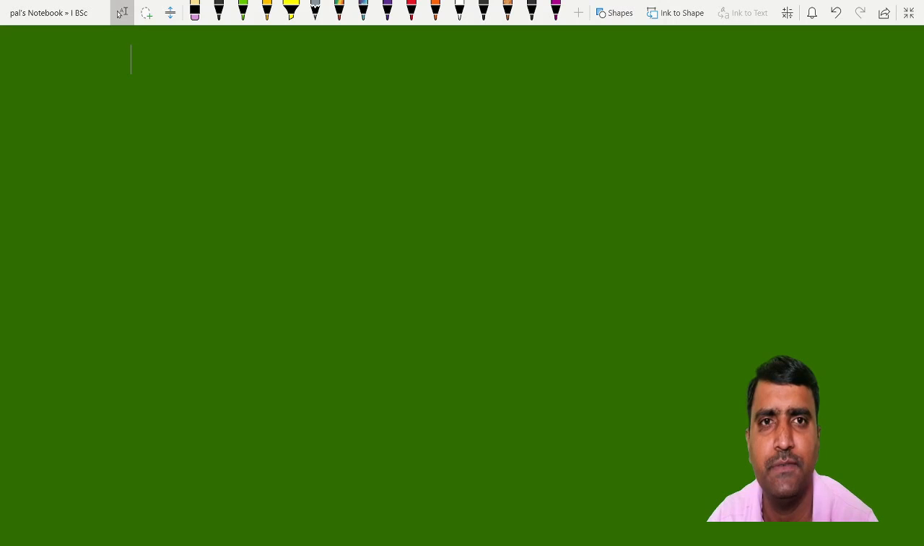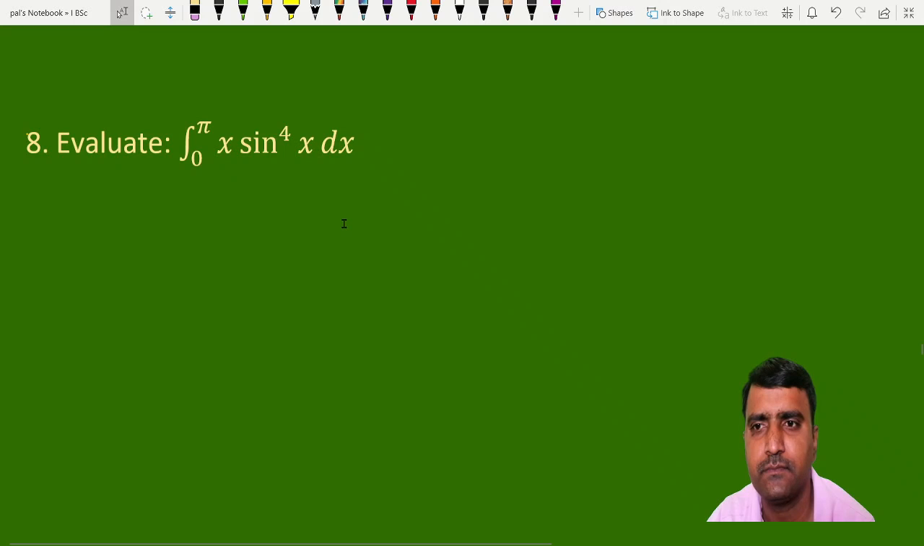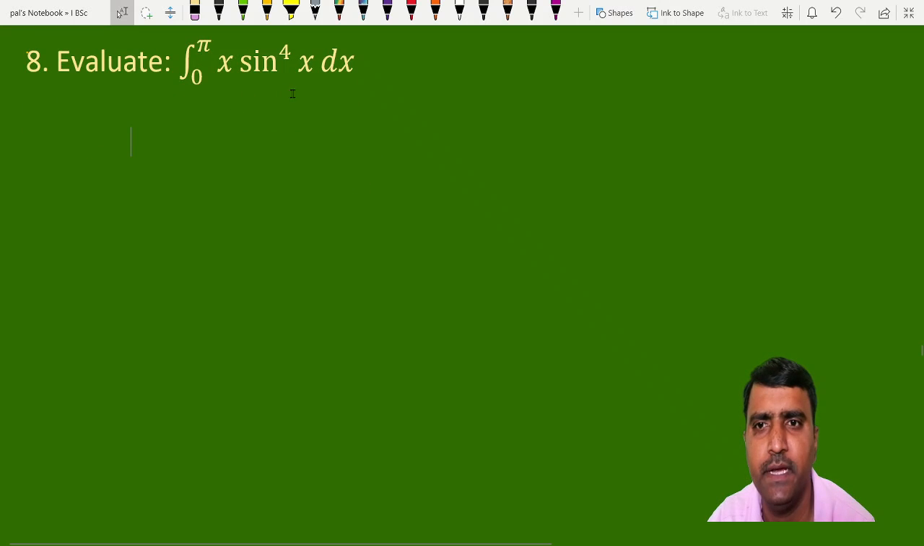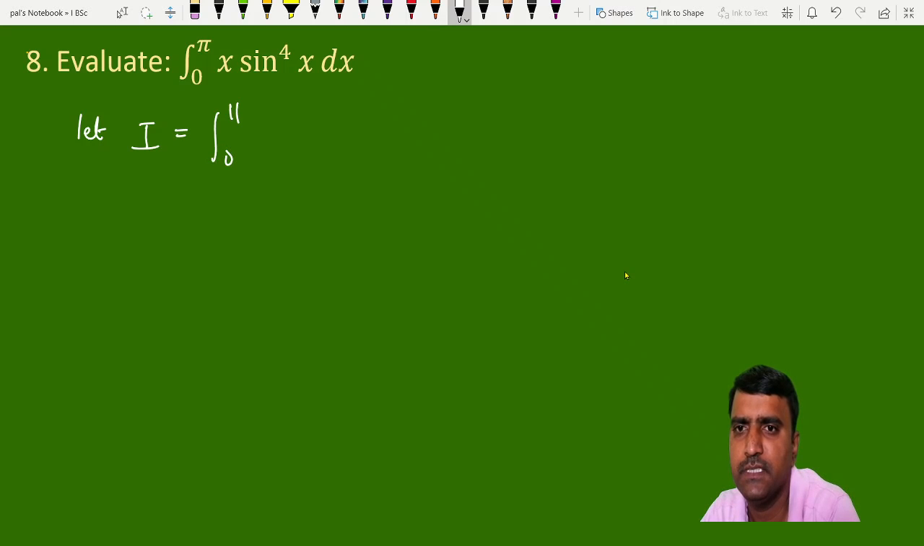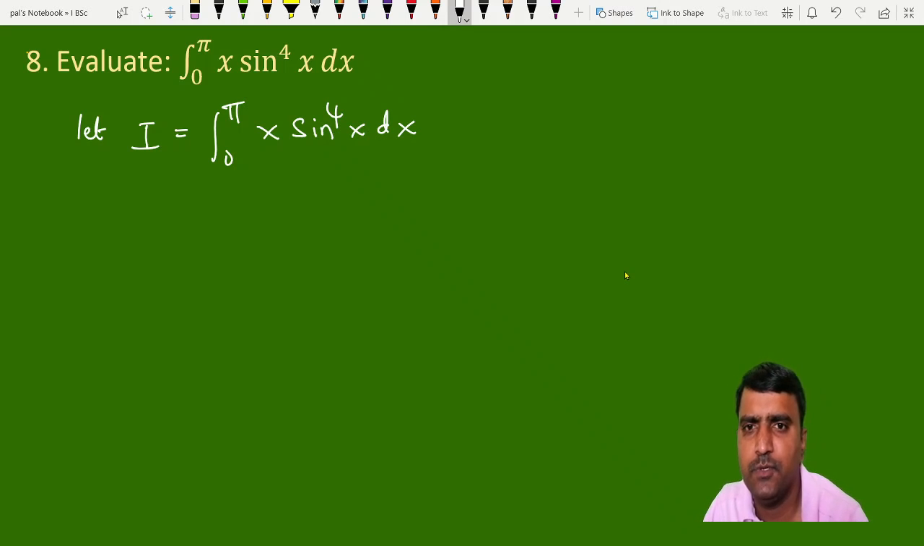By using the properties of integrations, we can solve these problems. You see this problem. Evaluate the integration from 0 to pi of x into sine to the power 4x dx. To evaluate this integral, let I be equal to the integration from 0 to pi of x into sine to the power 4x dx.